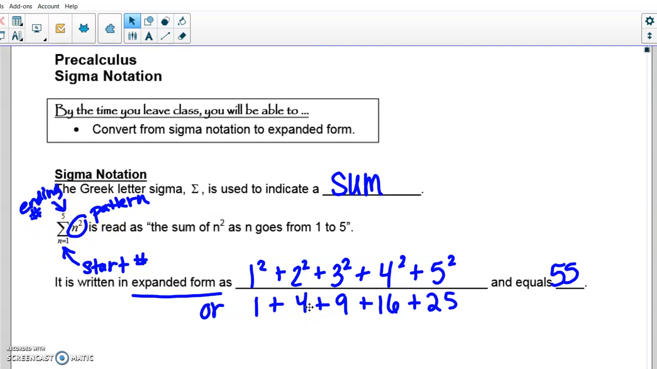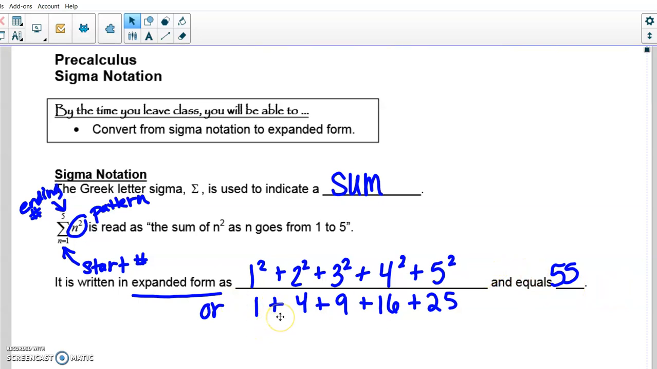To write it out in expanded form, we would simply be replacing that n in our pattern part with the numbers 1 through 5. So we would do 1 squared plus 2 squared plus 3 squared plus 4 squared plus 5 squared. And of course, there's an addition sign in between all of this because sigma means sum. So we could see that this would equal 55 because 1 squared is 1, 2 squared is 4, 3 squared is 9, 4 squared is 16, 5 squared is 25. When you add it all up, you get that it equals 55.